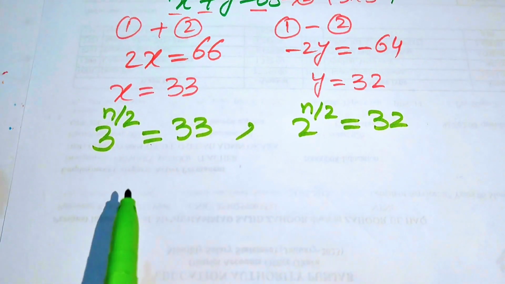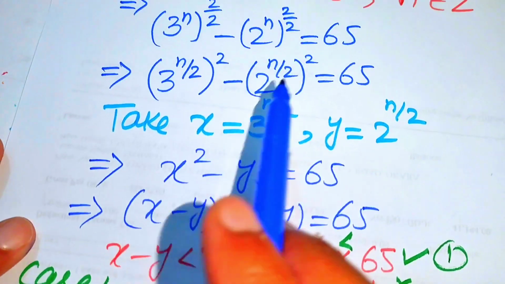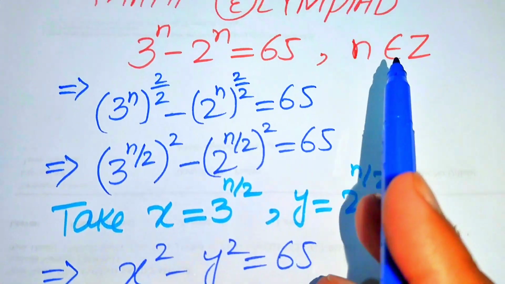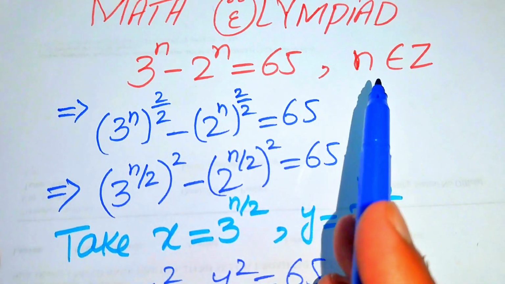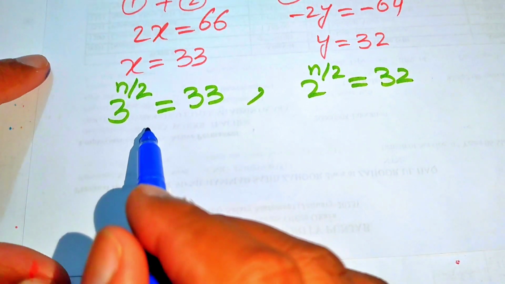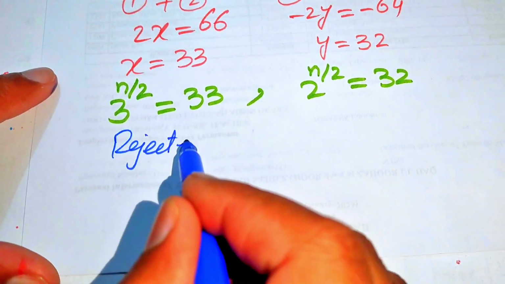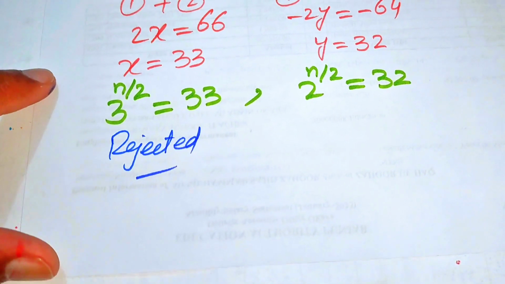But in this case you see here in the start of the problem, we have a condition. We just find the integer solutions of this problem. So we need only integer solutions, but in this case you get the real solution. So we rejected this case because we need only integer solutions.